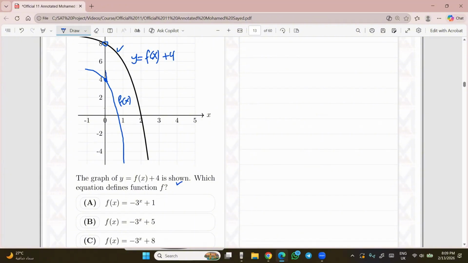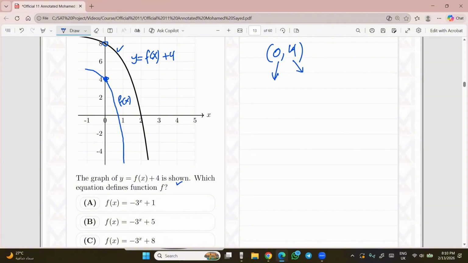So f of x plus 4 means make it 4 steps up. So we can just think about this and use a point like 0 and 4. I mean, 0 and 4 is our ideal point you can use. This is a very clear point. So 0 and 4, replace x by 0, and you get the answer of 4.